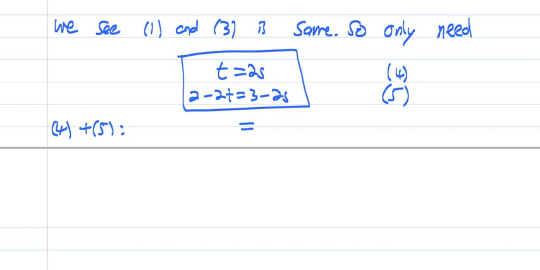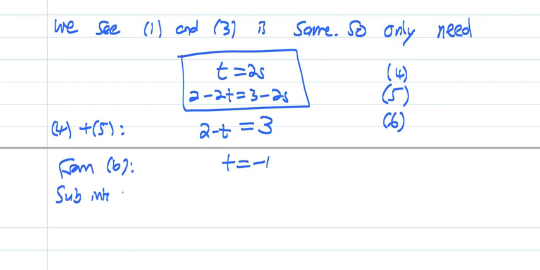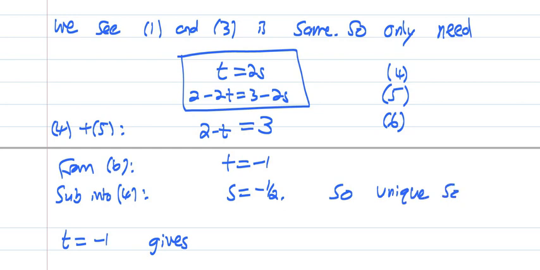So if we add 4 and 5, we get 2 minus 2t plus t becomes 2 minus t. 2s plus 3 minus 2s becomes 3. And so if we solve it, from 6, we see that t is equal to minus 1. Substituting into 4, we get s is equal to minus a half. All right? Now, we got to make sure that we get a point that is sitting on both lines. So t equal to minus 1. So unique solution. So first, let's make a note of that. So unique solution.